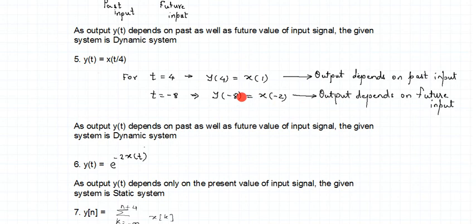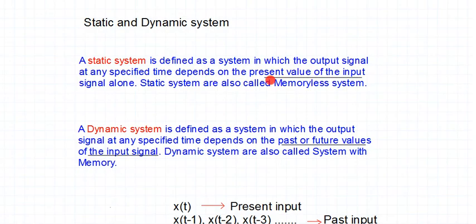So if the output of the system is dependent on only the present input, you call the system to be static. If the output of the system depends on the past or future values of the input signal, then you call the system to be dynamic. Even if there is any past or future value involved, maybe past, maybe future, you will call the system to be a dynamic system. So the understanding of these statements is very essential.